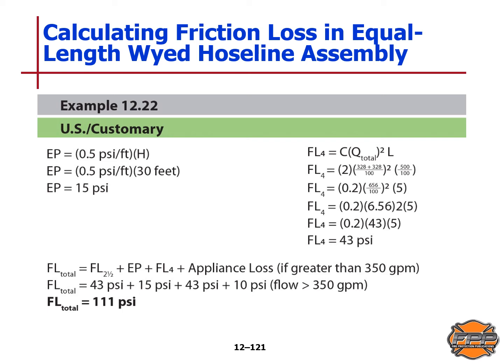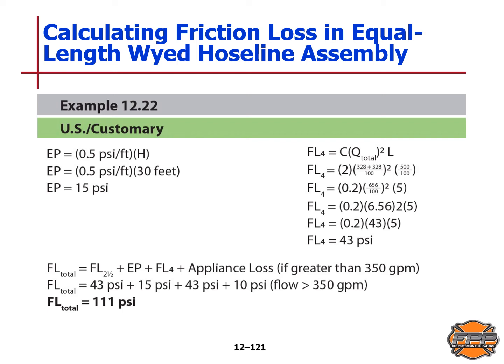If we look to the right, we see friction loss at 4 equals C times Q total squared times L. Friction loss 4 equals 2 times 328 plus 328 divided by 100. So that's our hose lines divided by 100 squared times 500 divided by 100. That's hose length divided by 100. So friction loss 4 equals 0.2 times 656 divided by 100, because you're just doing the math, squared times 5.